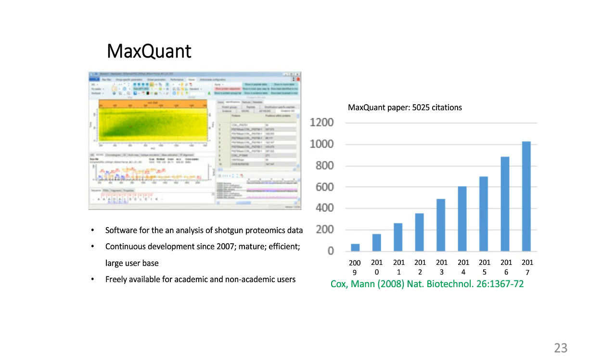So maybe to start, let me just remind people what MaxQuant is. This is a software for the analysis of shotgun proteomics data, which we have been developing since 2007, and since we have this very long period for scientific software of continuous development, it is by now a quite mature, efficient piece of software which has a large user base. So probably, at least by all the measures that are available to us, it's the most used proteomics software tool in the community.